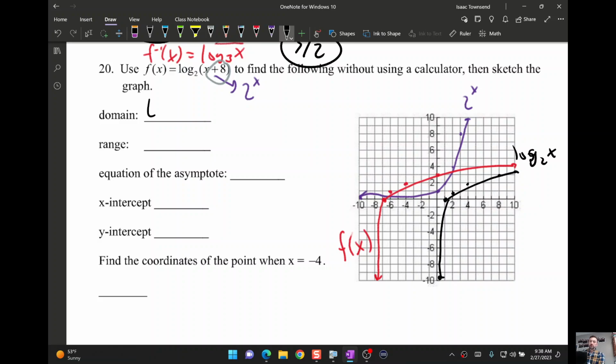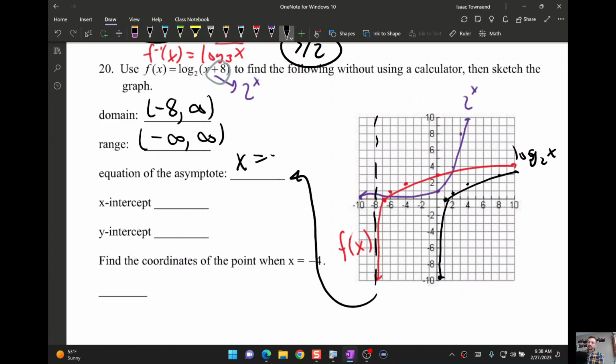So it approaches -8 on the left and infinity on the right. Goes down forever, up forever. The line that it approaches that it can't cross is x equals -8. It's a vertical line, that's why it's x equals, not y equals. I believe when x is -7, y is 0. Pretty sure about that point. The y-intercept is when x is 0, and I think that's 3.